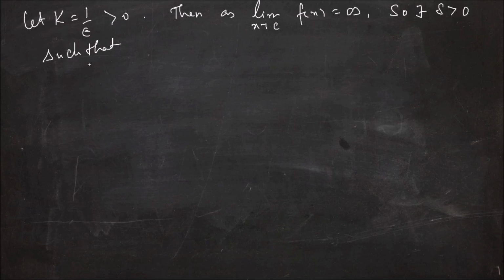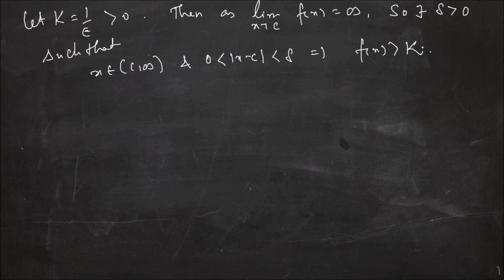x belonging to (c, infinity), because this is the domain, and 0 less than x minus c less than delta implies f(x) is greater than k. Now f(x) greater than k is equivalent to writing 1 by f(x) is less than 1 by k, which is epsilon. So this is equivalent to writing 1 by f(x) is less than epsilon.